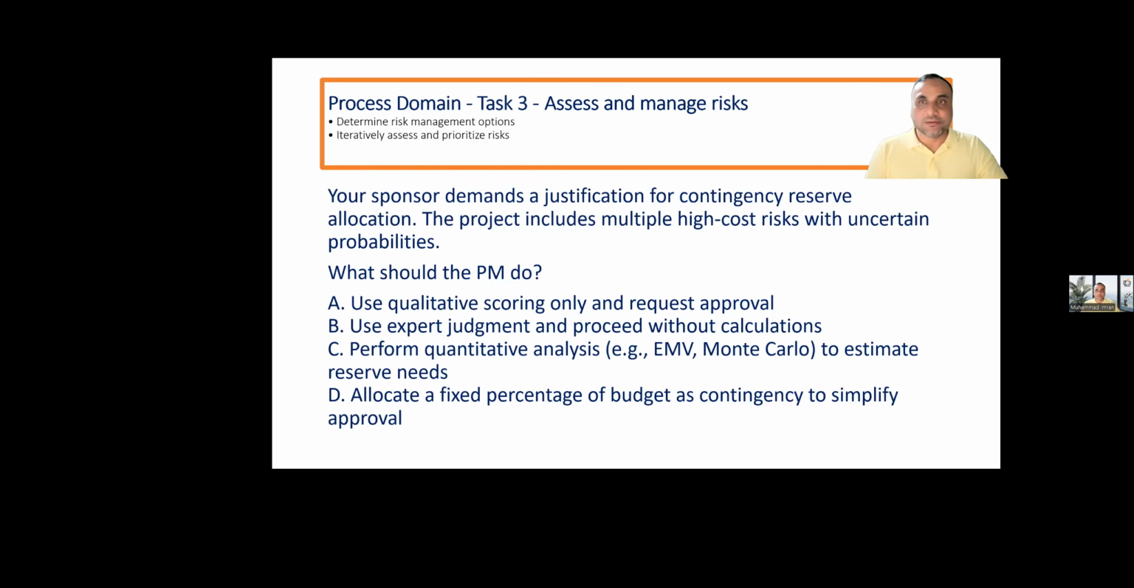Perfect. Let's go next. Your sponsor demands a justification for contingency reserves allocation. Project includes multiple high-cost risks with uncertain probabilities. What should the PM do? Use qualitative scoring only and request approval. Use expert judgment and proceed without calculations. Perform quantitative analysis to estimate reserve needs. Allocate a fixed percentage of budget as contingencies to simplify approval. Which answer is correct here?